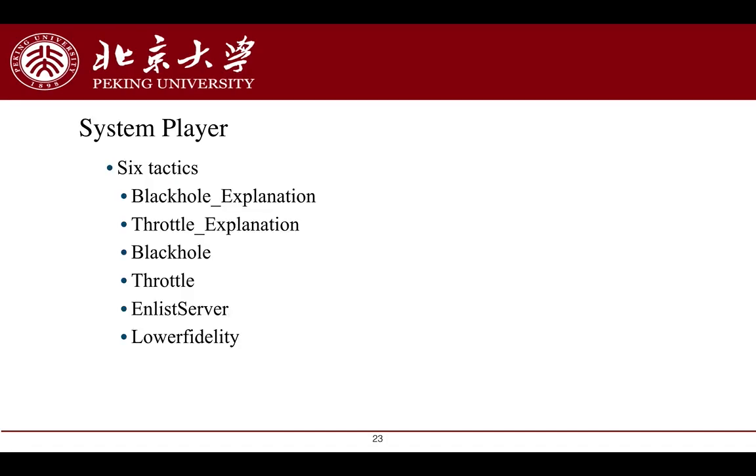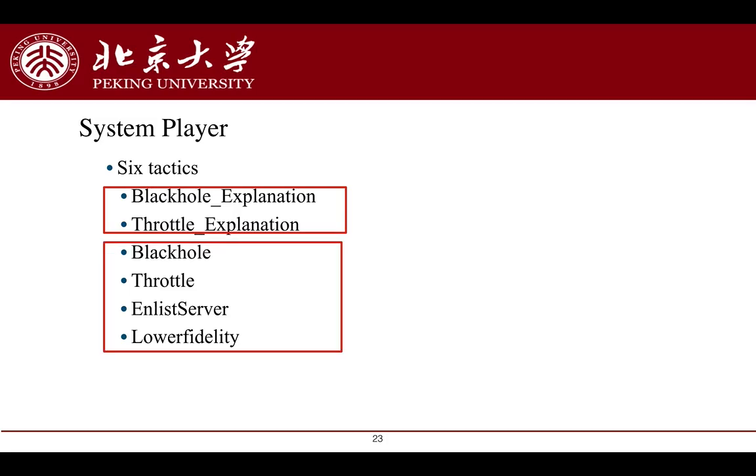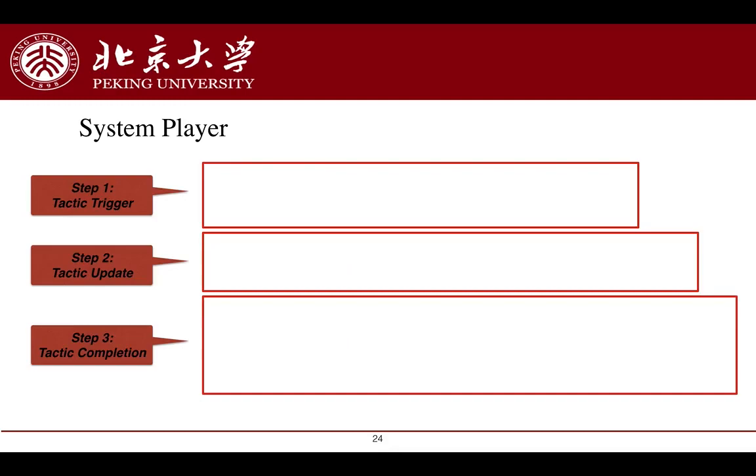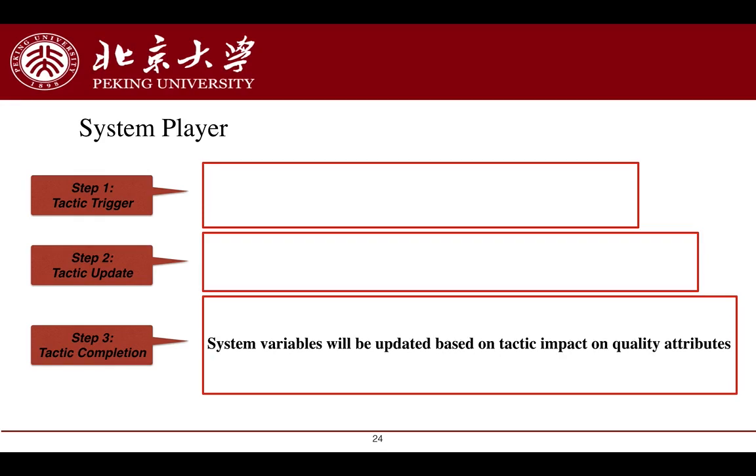For the system player, there are 6 tactics. Tactic explanation will only affect the willingness and capability of a human operator, while the rest of 4 tactics will affect system's quality attributes with respect to a successful activation of tactic as shown in this table. The structure for the tactic related to the system process is very similar to those just described, including 3 steps: tactic trigger, tactic update, and tactic completion. The only difference is that when tactic complete, system variables such as response time, malicious client will be updated based on tactic impact on quality attributes.